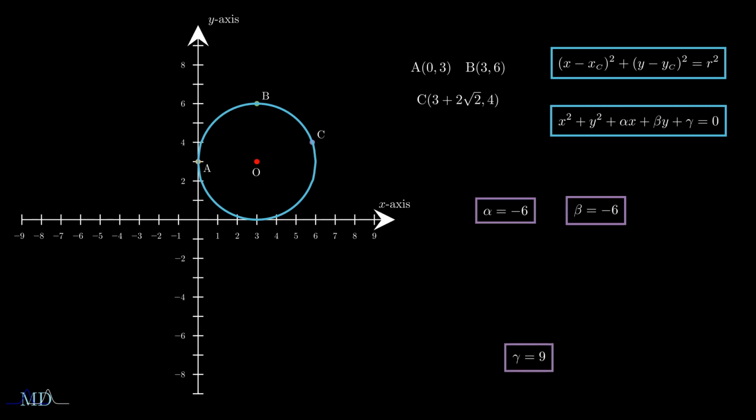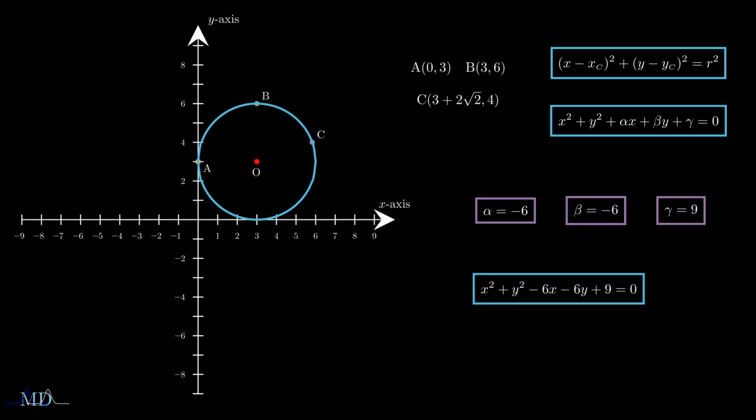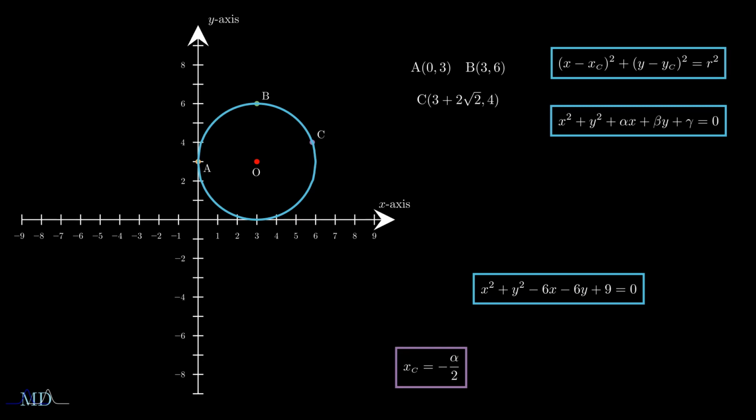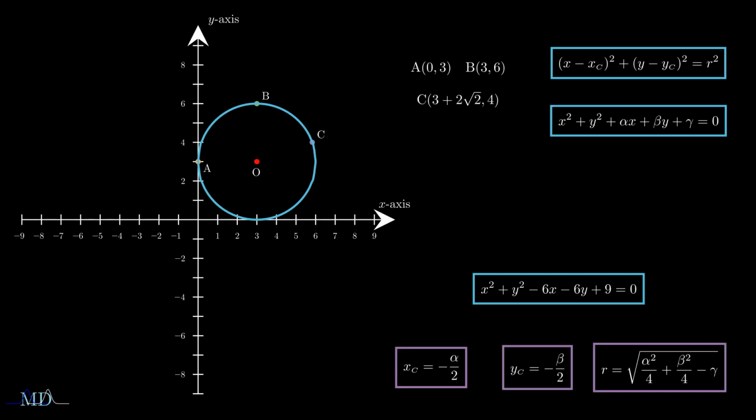So the equation of the circle, in the general form, is x squared plus y squared minus 6 times x minus 6 times y plus 9 equals 0. If we want to write the canonical equation, we apply the formulas for xc, yc and r that we have proven previously. The canonical equation in our case is x minus 3 squared plus y minus 3 squared equals 9.